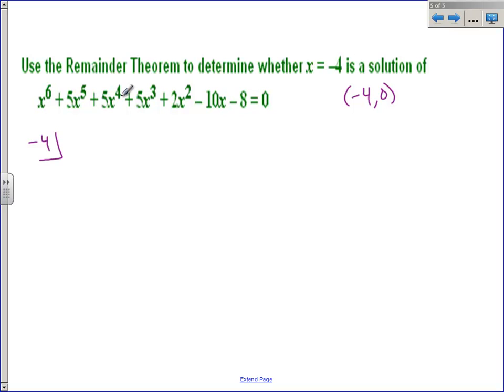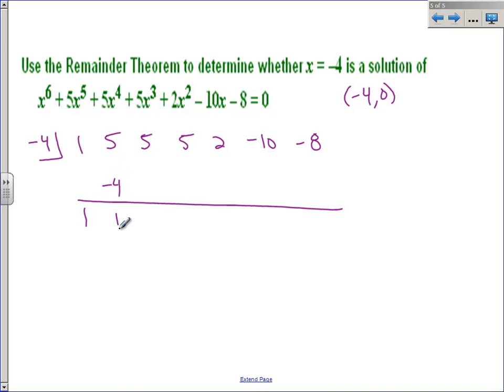Now, does this go in descending order? 6, 5, 4, 3, 2, 1. Yes, we're good. So put our coefficients: 1, 5, 5, 5, 2, negative 10, negative 8. All right, let's see if we can do this. Drop our 1 down, multiply, add. Multiply, add. Multiply, add. Multiply, add. Multiply, add. Multiply, add. Boom. We got a remainder of 0.